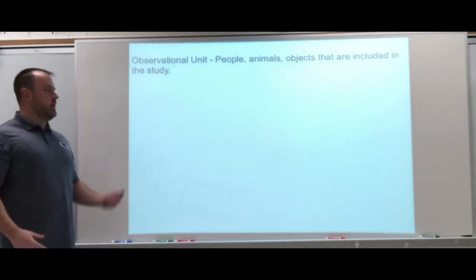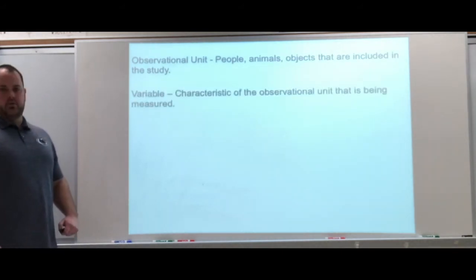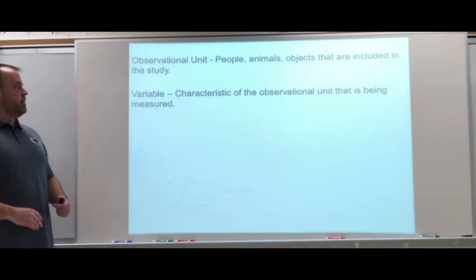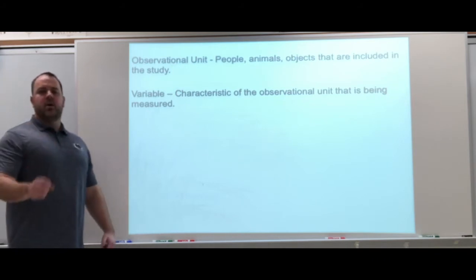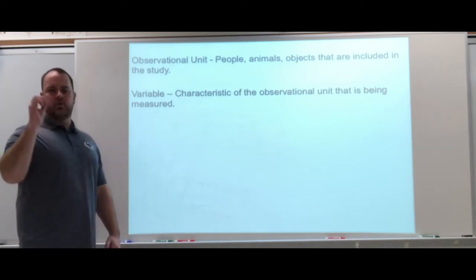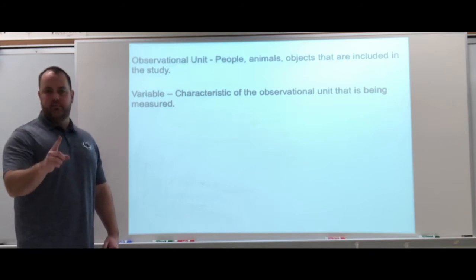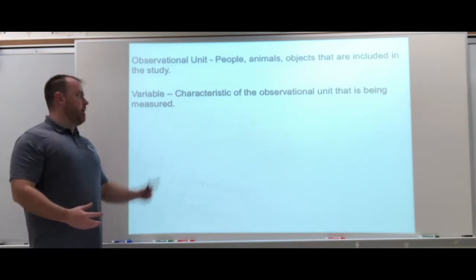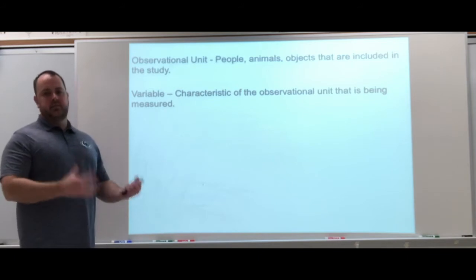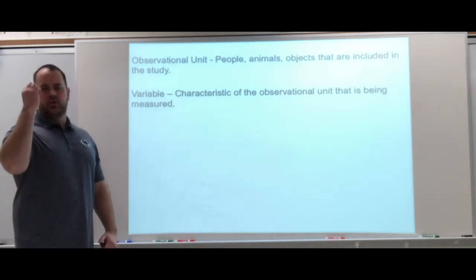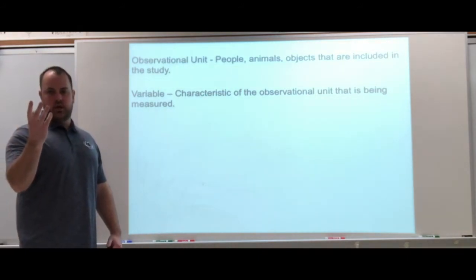Now that information you collect is going to be variables. Characteristics of the observation unit that is being measured. A variable has to be something you can measure off of one observational unit. Now, a lot of times that's a difficult part about picking out a variable. Instead of a summary statistic, a variable is just looking at one observational unit.